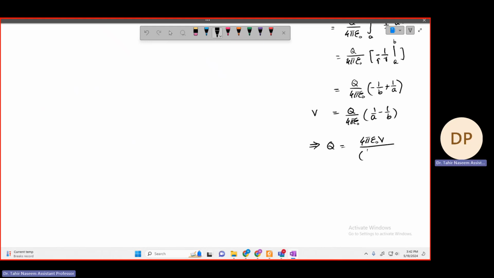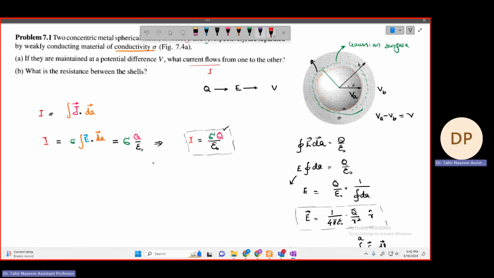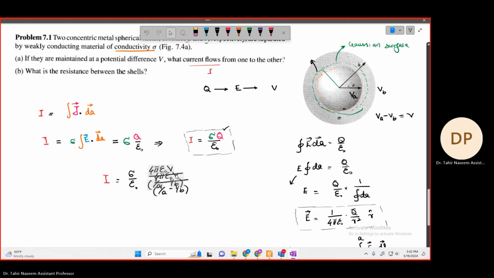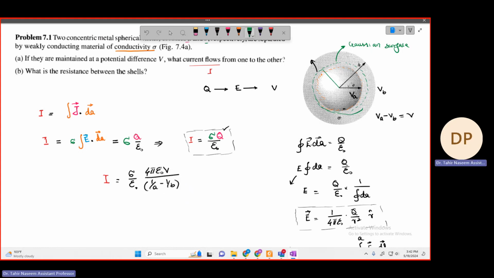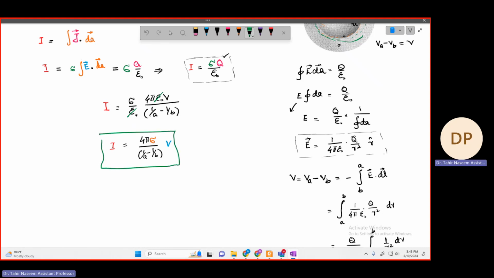So from here I can write Q as 4 pi epsilon V divided by 1/a minus 1/b. We copy this Q and paste it into the equation that was written. So I is equal to sigma over epsilon, and Q we have now found, so we write Q here. Epsilon cancels with epsilon and we get our answer. I is equal to 4 pi conductivity sigma divided by 1/a minus 1/b into V. Right, so part 1 is done, in which we had to find the current.